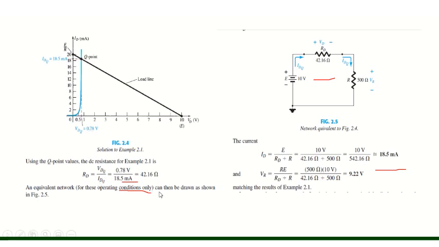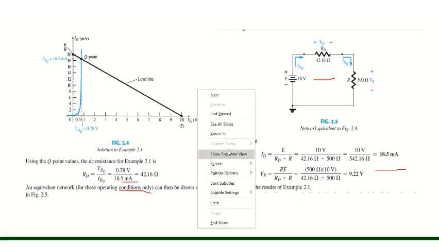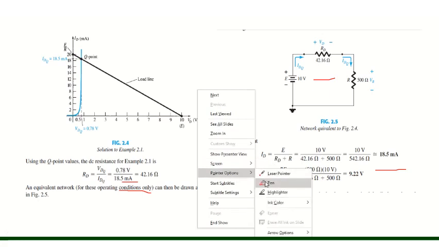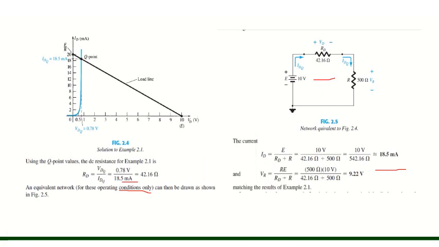So using the Q point value, the DC resistance, for example, can be calculated as RD is equal to VDQ by IDQ, where VDQ we have already calculated is equal to 0.78 volts, and the IDQ value we have already calculated is 18.5 milliampere. So the resistance is 42.16 ohm.